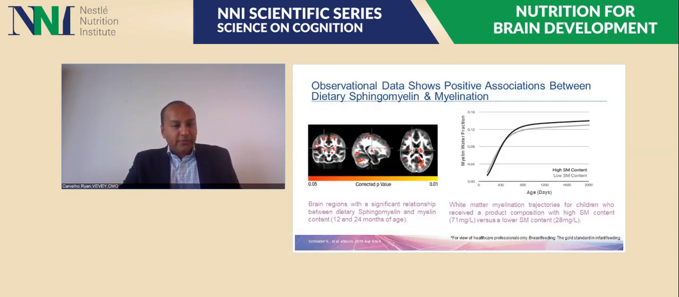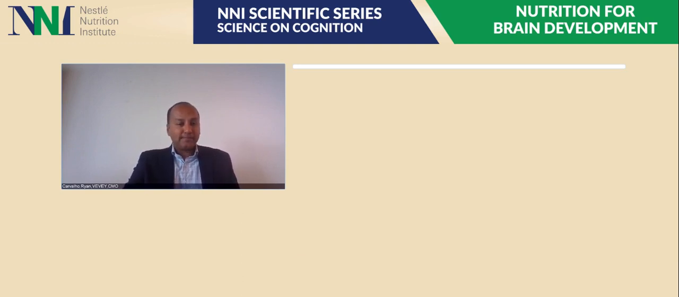What they also showed from this observational data was there was a difference depending on the different sphingomyelin content. There was a difference in the myelin water fraction between high sphingomyelin content as the dark black line and low sphingomyelin content as the gray line. What they also found was in different regions of the brain, there was a significant relationship between dietary sphingomyelin and myelin content at 12 and 24 months of age.